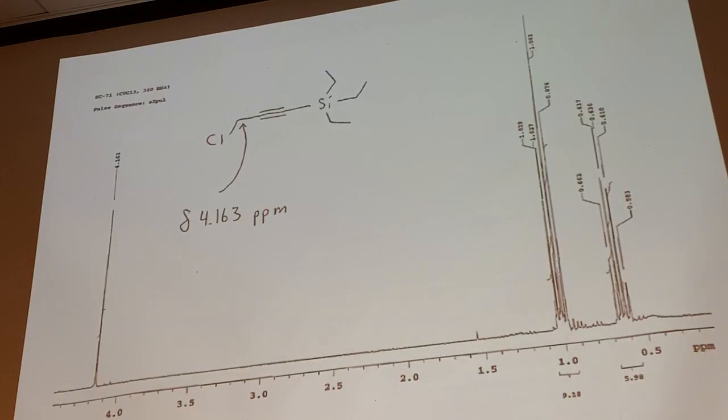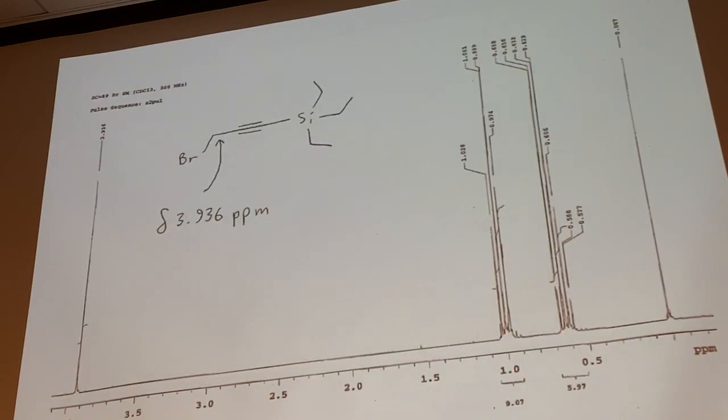So what would happen if I made a similar compound, but it had a bromine instead of a chlorine? So bromine is less electronegative than chlorine, so it is less de-shielding. So we would expect the chemical shift to go down to a lower number. We would also say this is an upfield shift. So we take a look. Sure enough, we see the chemical shift went down by about 0.2 ppm.